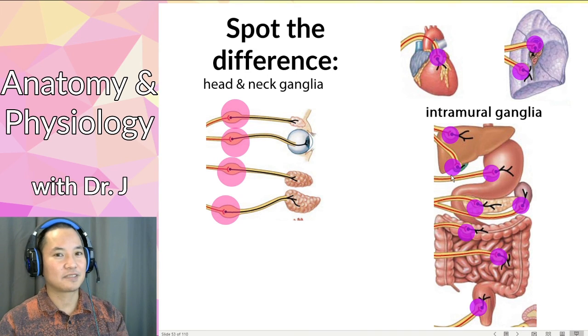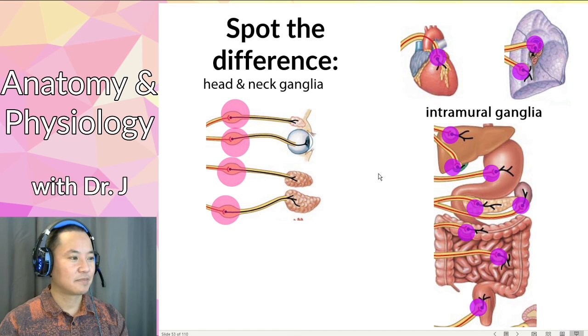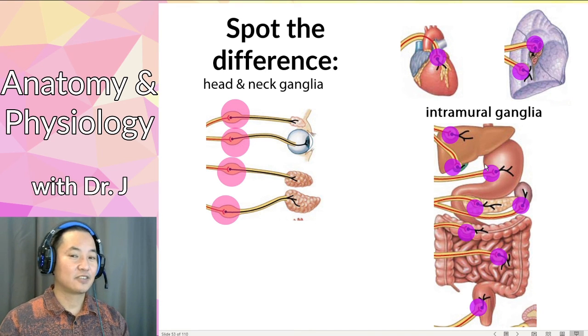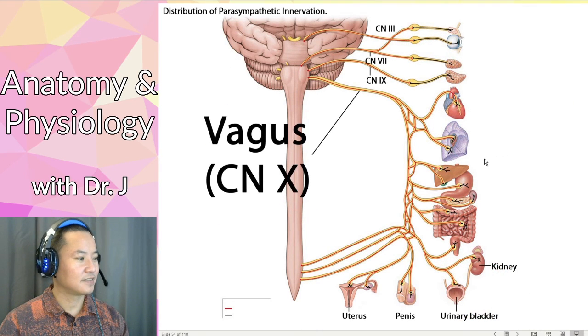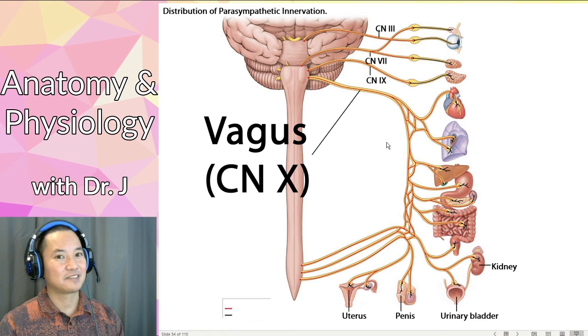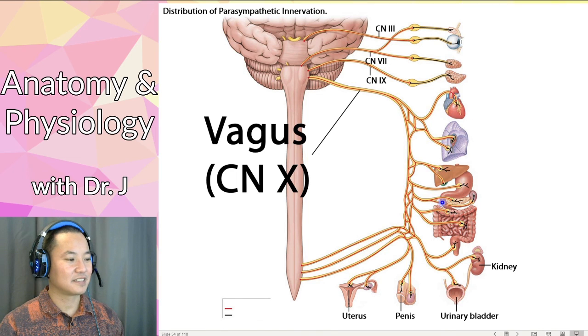So that's another special thing you see in the parasympathetic nervous system, and even more specifically on the ganglia innervated by the vagus nerve. Again, this is why the vagus is so important, but also very long. It's supplying innervation to all of these organs right here.